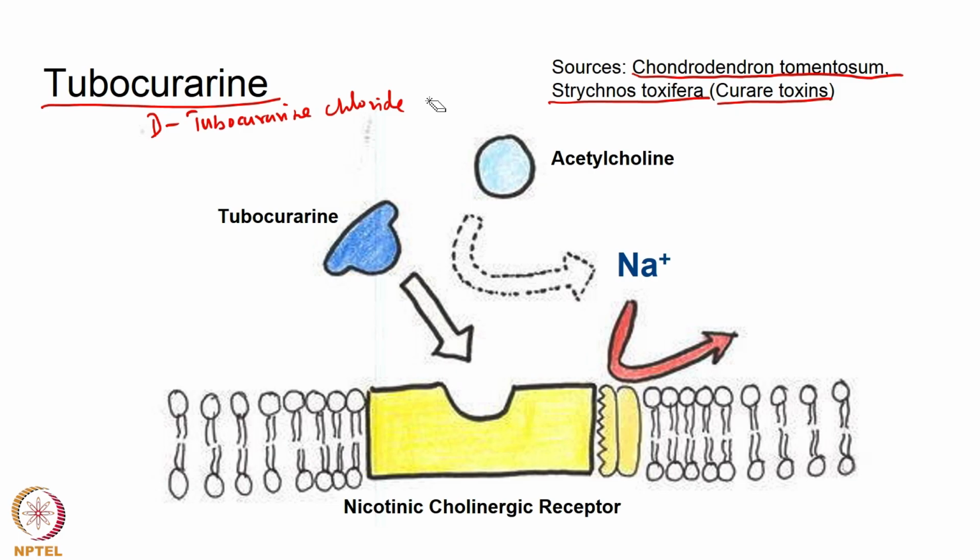What this does is compete with acetylcholine for space in the nicotinic cholinergic receptor. Basically, it blocks the nicotinic cholinergic receptor from accepting any more acetylcholine. So, when an acetylcholine molecule reaches this point, it cannot attach, because tubocurarine has already attached. Because of this, acetylcholine will remain in the synaptic cleft.